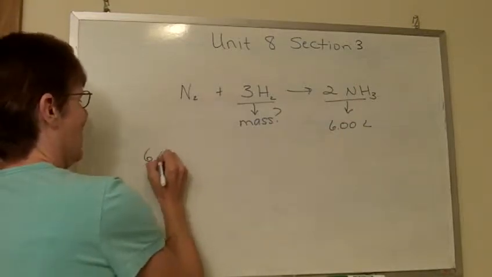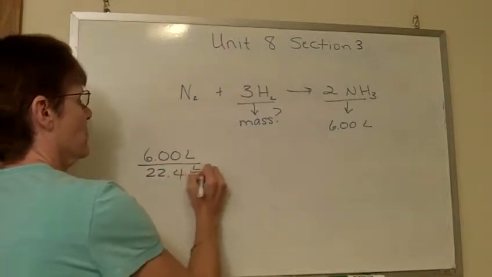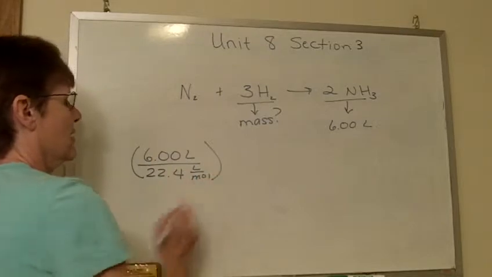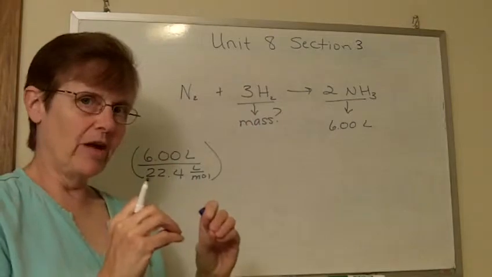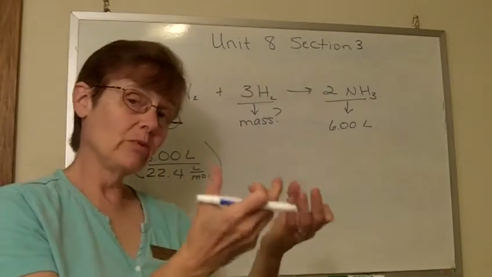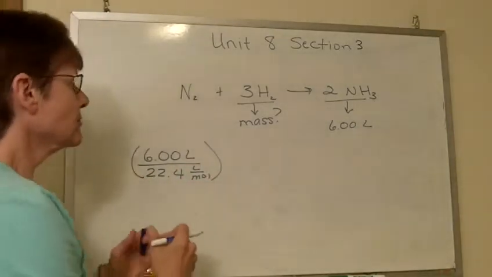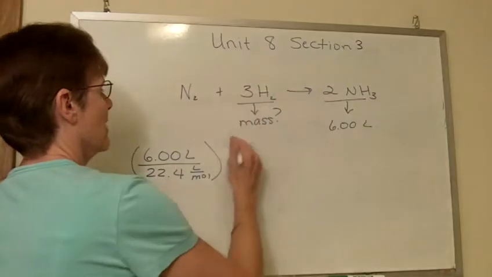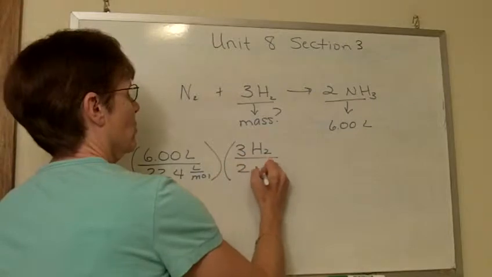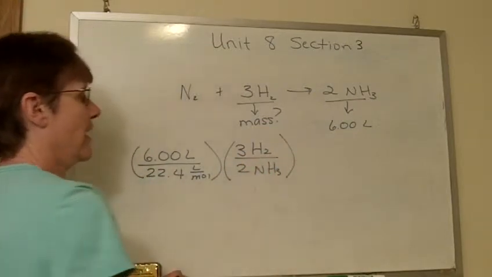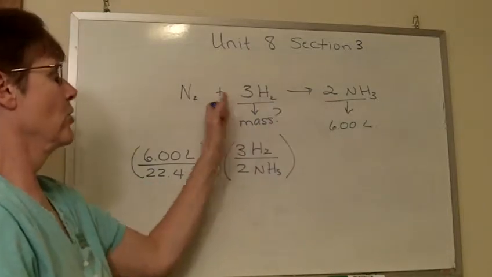So let's start that out, and our first step is to take our 6 liters and convert it to moles. All right, so this is going to look familiar. If we start with the volume, we're going to divide by the molar volume. If we started with mass, we would divide by molar mass. So it's still a division, it's just using a different number. Now, I want to get to hydrogen, so I'm going to say there's 3 hydrogen molecules for every 2 ammonia molecules involved in this reaction. So there's my conversion to, instead of moles of this, I want moles of that.